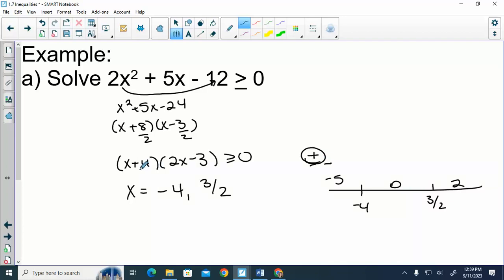We put in a 0. 0 plus 4 is positive. 2 times 0 minus 3 is negative. So that gives us negative. Put in a 2. 4 plus 2 is positive. 2 times 2 minus 3 is positive, so that's positive.